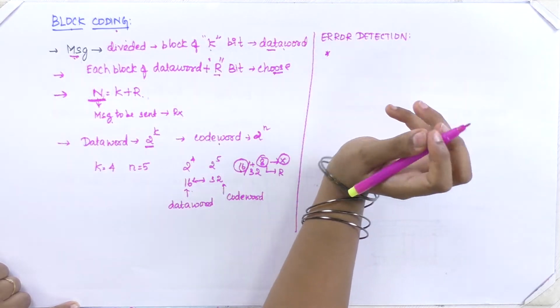So on error detection, the receiver has to tell whether it is a valid code word. If it is not a valid code word, he must just discard the data he has received. So let us see the design of how this error detection has been designed in the block code concept.